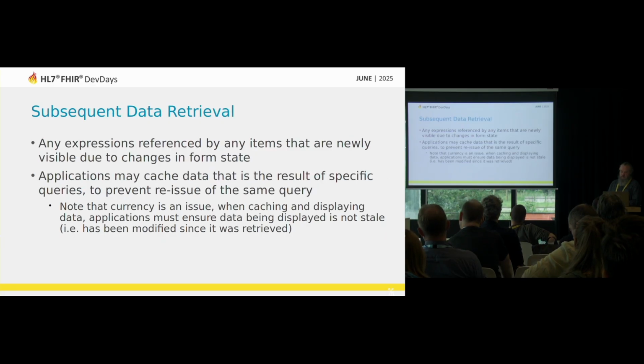And then we have our subsequent data retrieval for any expressions referenced by any items that are newly visible due to data changes in form state. This data may be cached, and that's something to note: when this data is cached, applications must ensure the data being displayed is not stale, making sure that you've retrieved the most recent data if you need to.